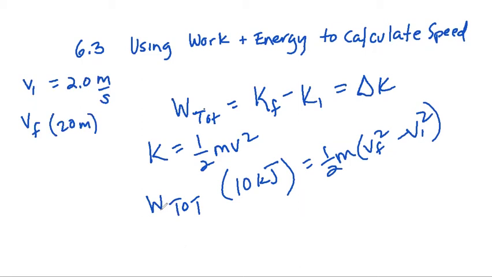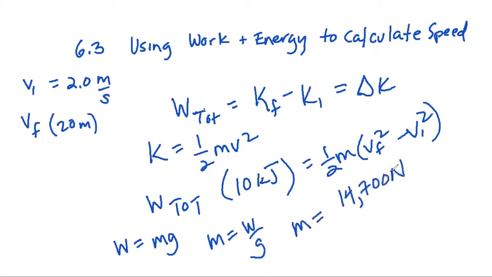And let's see, what was the weight of the tractor? 14,700 newtons. So I know weight equals mg, so m equals weight over g. So m is going to equal 14,700 newtons divided by 9.8 meters per second squared. And just to be real quick, your book gives me a value of 1,500 kilograms. So 1,500 kg. Now I'm going to pause and clean off my board and I'll be right back with you.